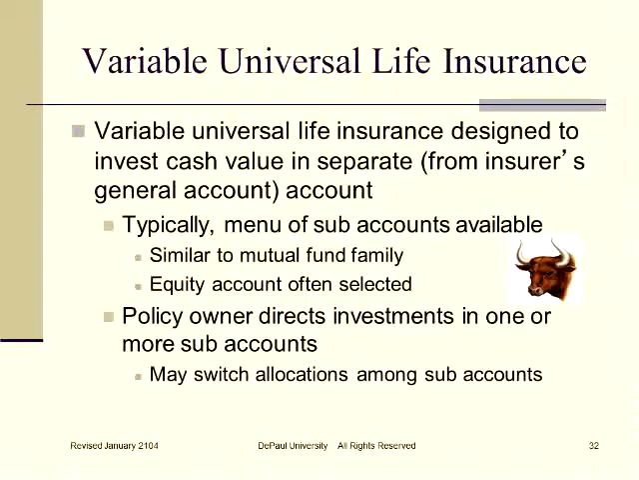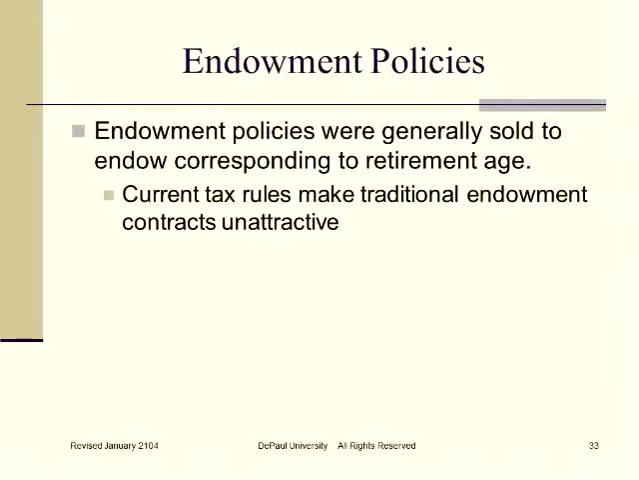The variable universal life I've already discussed. It's similar to the universal life, except the cash grows based upon how the investments work. The endowment policy is that 5-cent plan. It's no longer sold because of a change in the tax law.